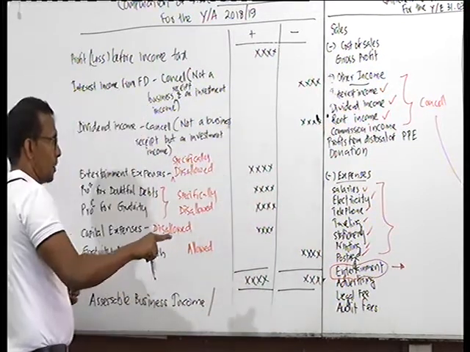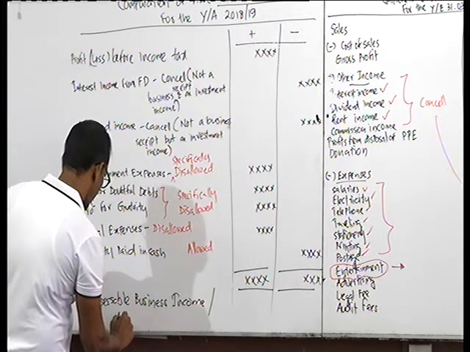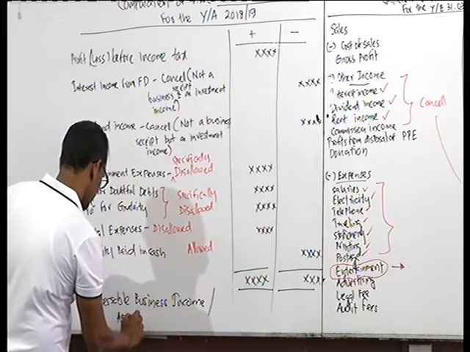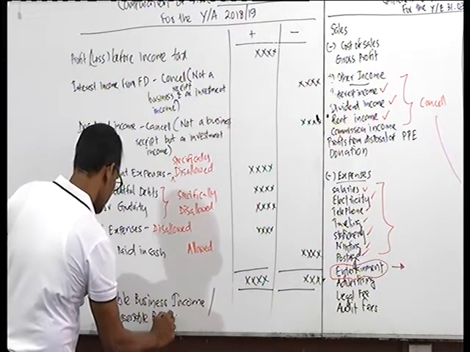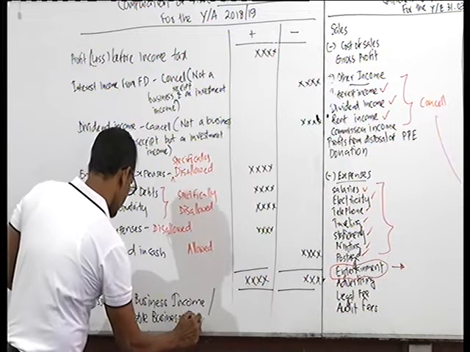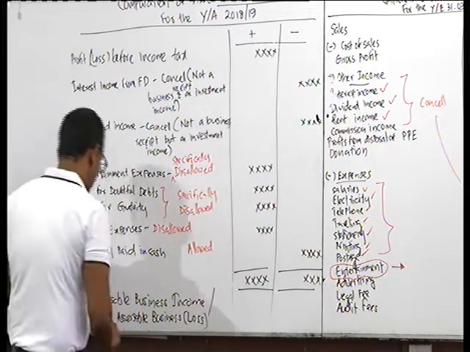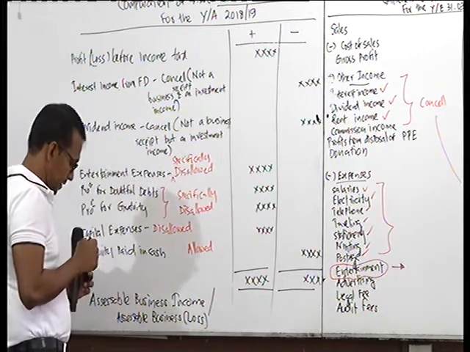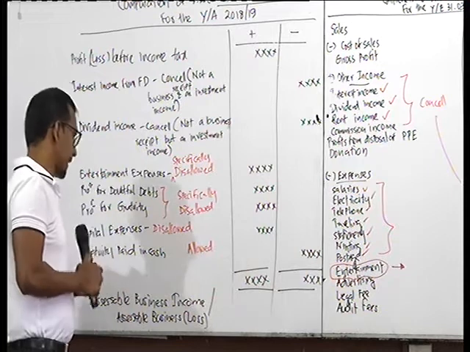If the minus column is more than the plus column, that is assessable business loss. We will see how it is to be treated if there is assessable business loss. So, okay, you better take this down.